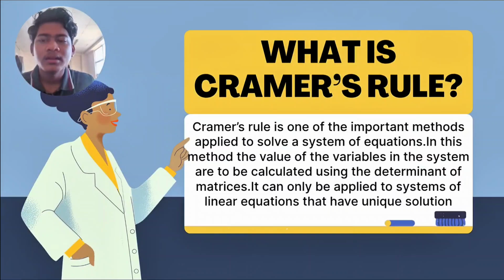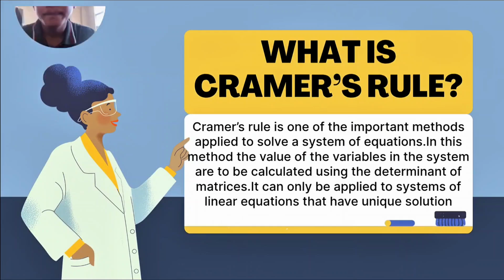First of all, I will introduce what Cramer's rule is. Cramer's rule is one of the important methods applied to solve a system of equations. In this method, the values of the variables in the system are computed using the determinant of a matrix. It can only be applied to systems of linear equations that have unique solutions.